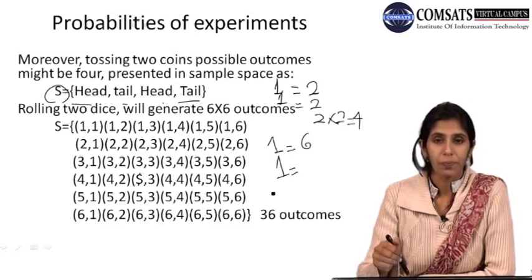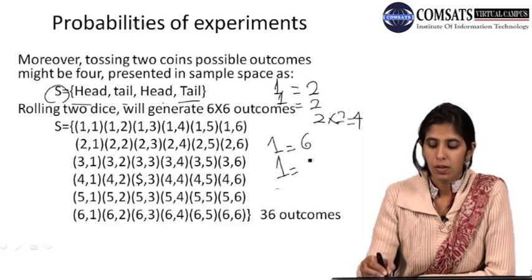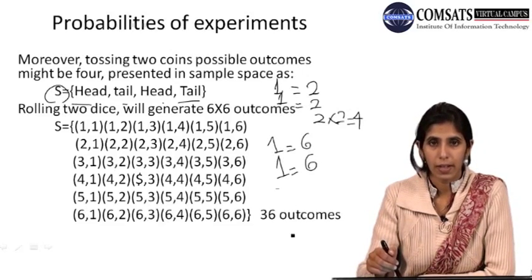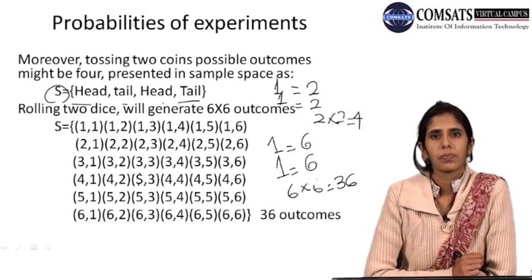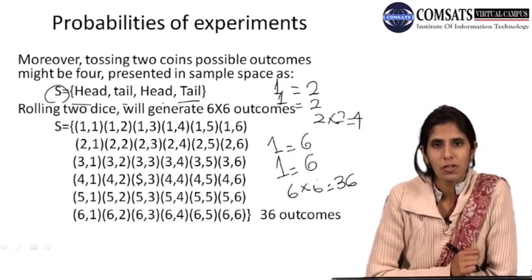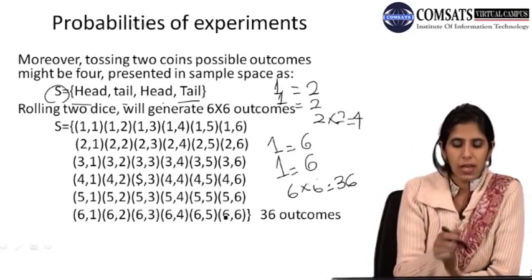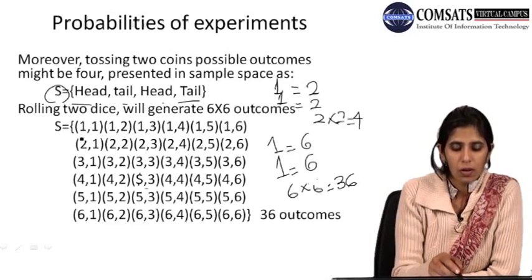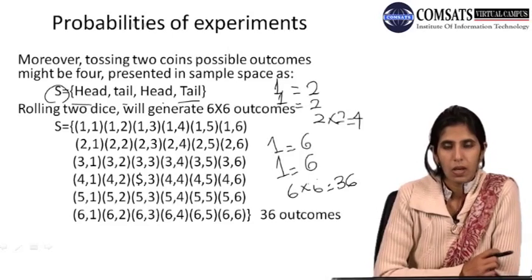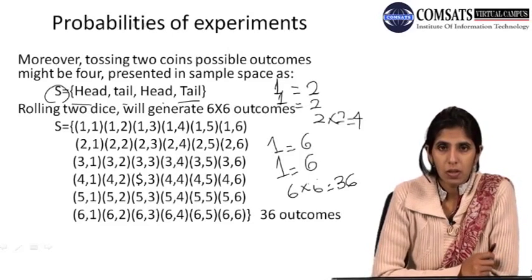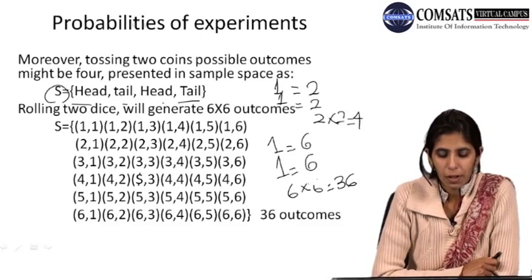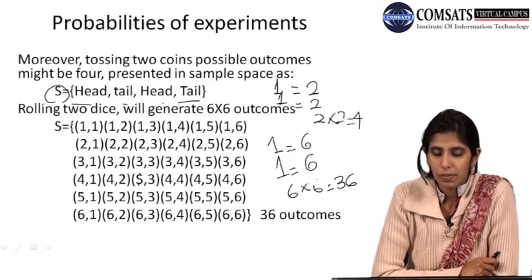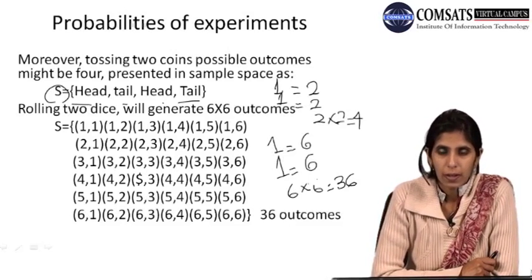Another die joined you, and similar outcomes will be there for that die as well. Outcomes will become 6 cross 6, which equals 36, and these outcomes are mentioned. There may be a case that on the first die, one appears, on the second die, again one appears. On the first die, one appears, on the second die, two appears. On the first die, one appears, on the second die, three appears. And so on and so forth.